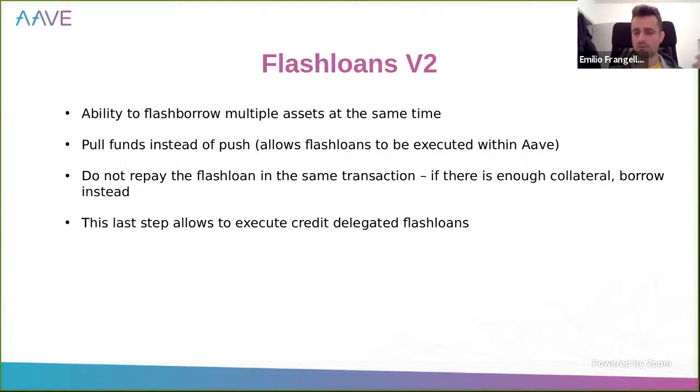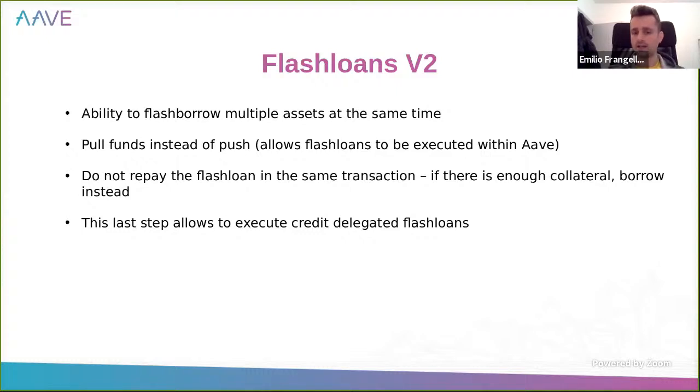Or for example, you can flash borrow from Aave v2, and then use that flash borrowed funds to create a leveraged position or redeposit in Aave version 2, all within the same transaction and all using the Aave protocol. This was not possible before. To do something like that, you needed to use a flash loan from a different protocol, for example, dYdX or Uniswap, whatever.